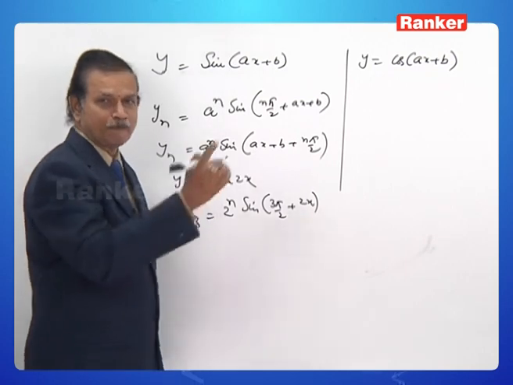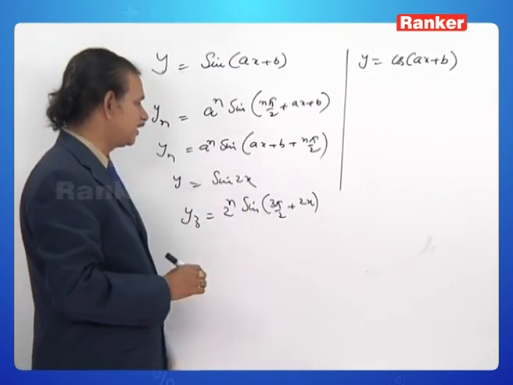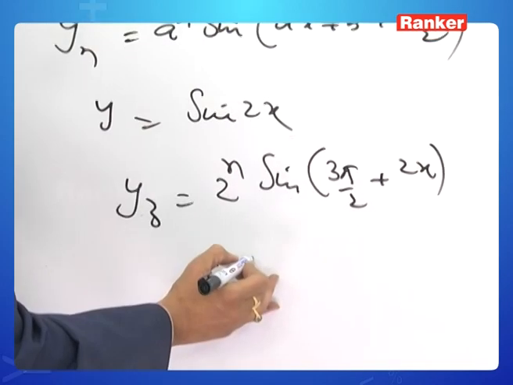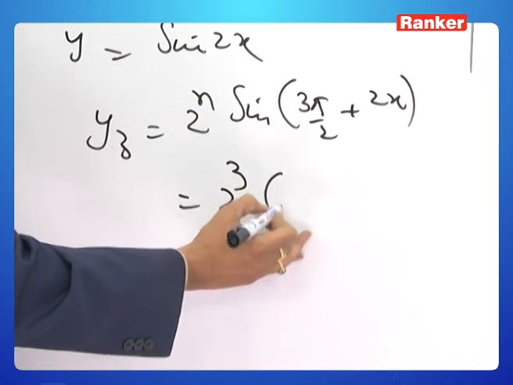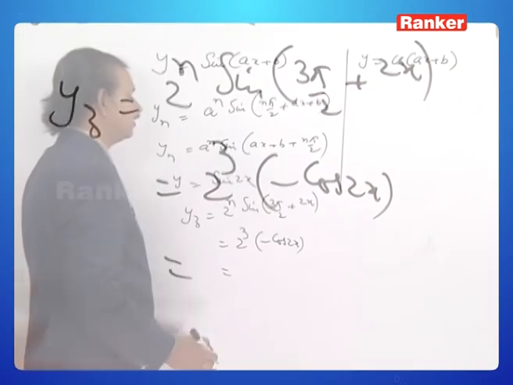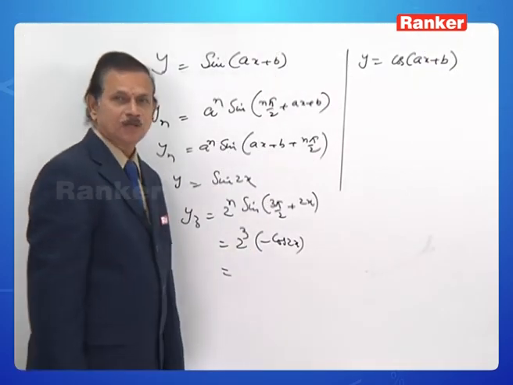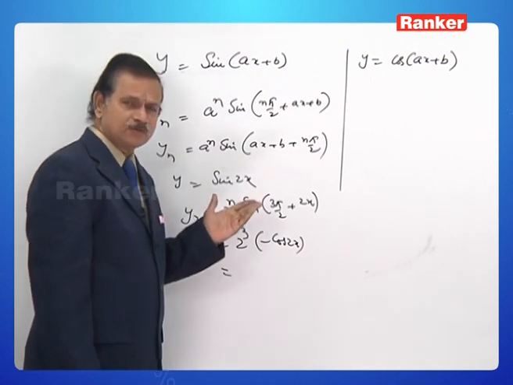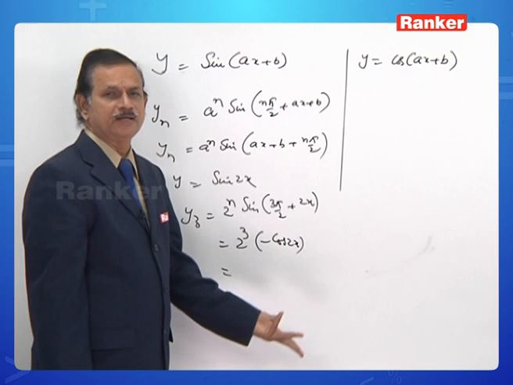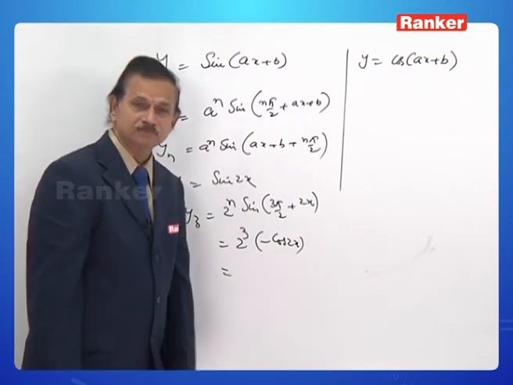3 pi by 2 plus means fourth quadrant, where sine is negative. Therefore, it is minus cos 2x. 2 power 3 into minus cos 2x, therefore minus 8 cos 2x. You can verify: y1 is 2 cos 2x, y2 is minus 4 sin 2x, y3 is minus 8 cos 2x, like that.